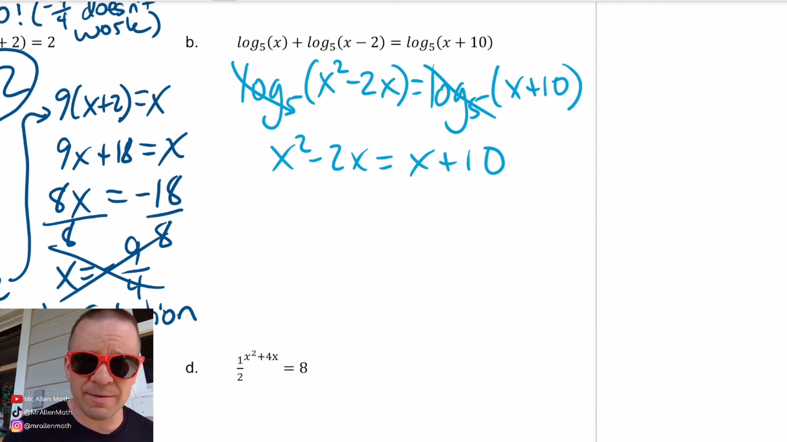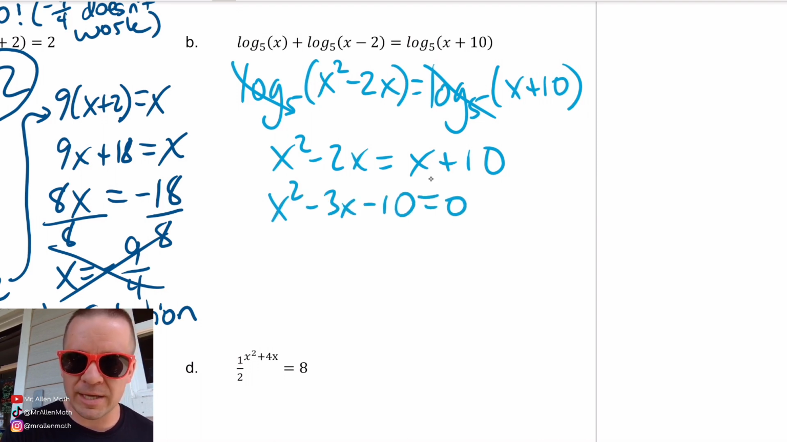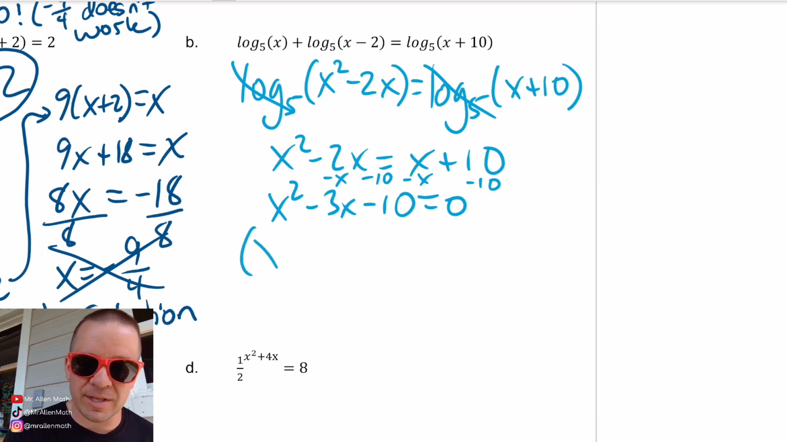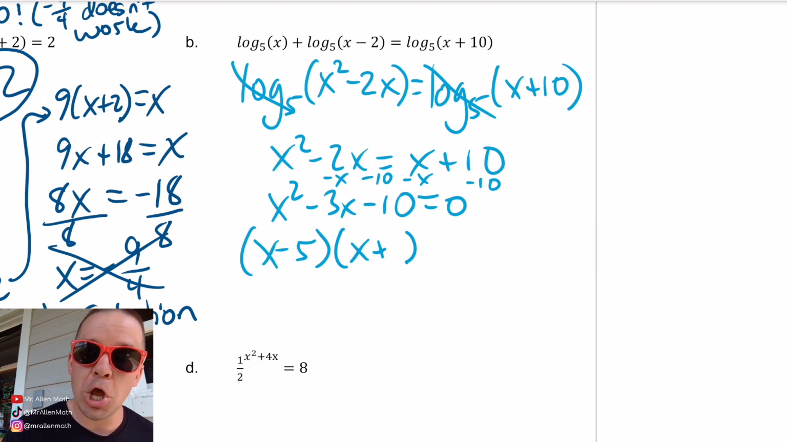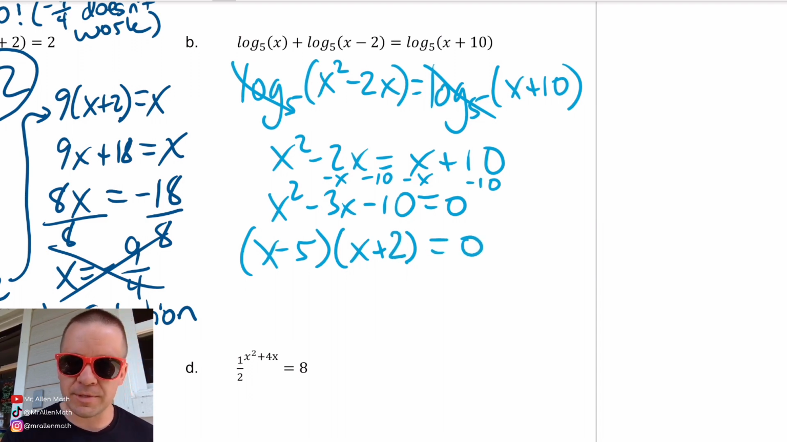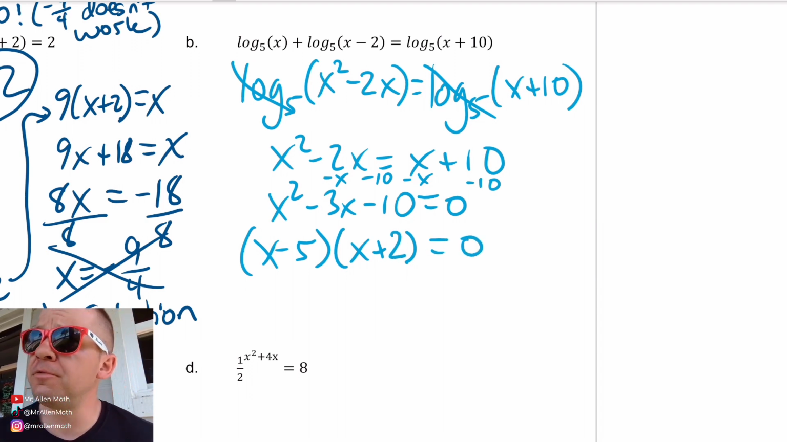I got to subtract and bring everything over to one side, set it equal to 0. All right, so I'm going to have x squared minus 3x minus 10 equals 0, right? I subtracted the x, I subtracted the 10 on both sides, minus 10. Show all my work. Okay, what multiplies to negative 10 and adds to negative 3? That's going to be x minus 5 and x plus 2, equals 0. All right. Trying to cruise a little too fast here.